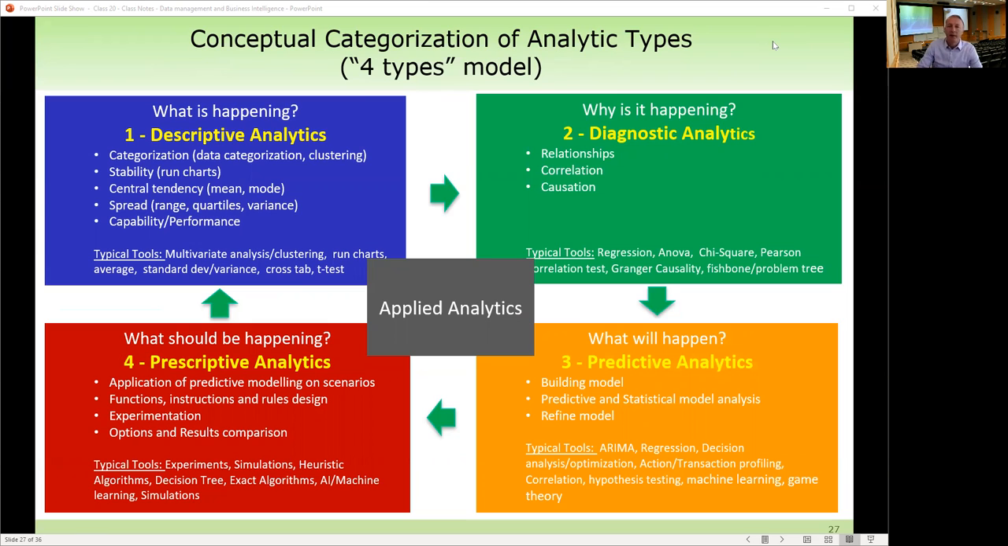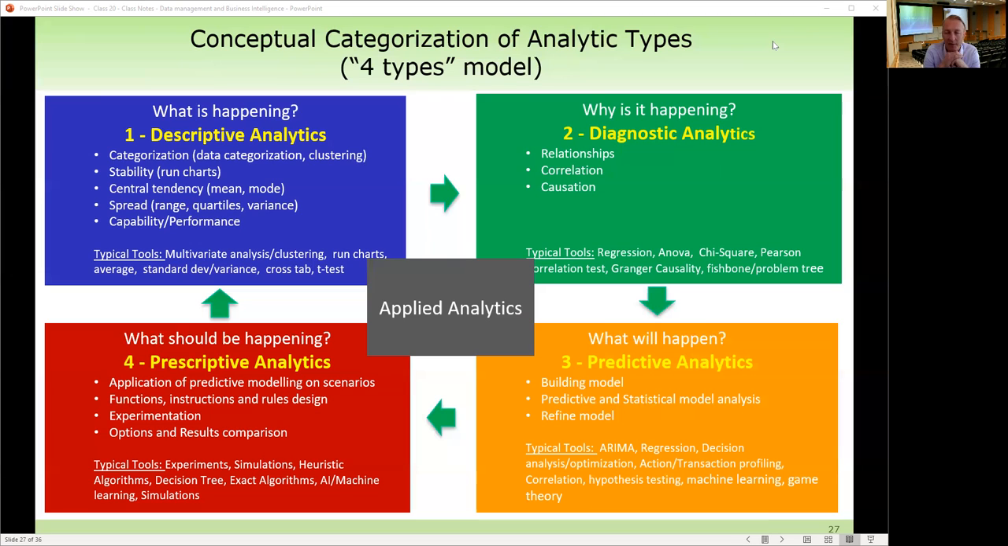There's also another type of analytics that deals with diagnostics. So that digs into why something is happening. We typically talk about analysis of relationships, correlation, and causation. So this is the second area that deals with why something is happening.